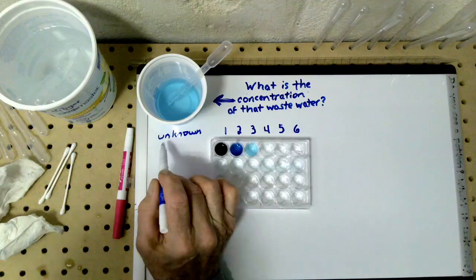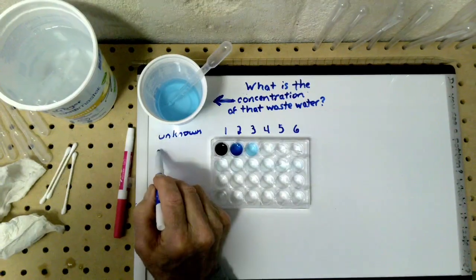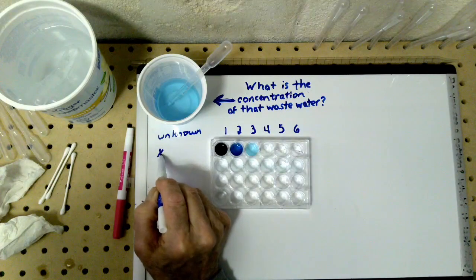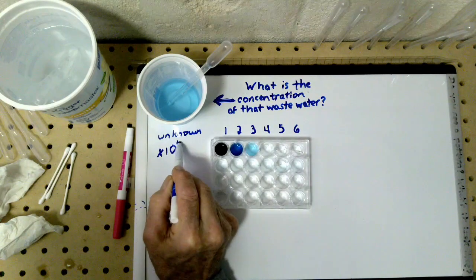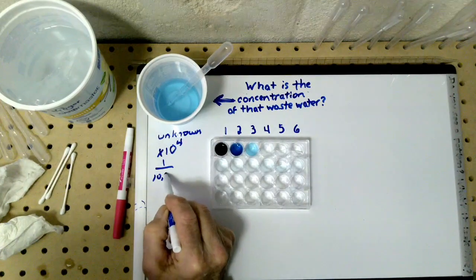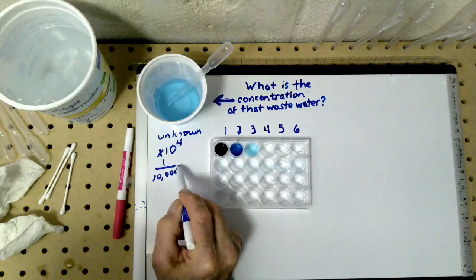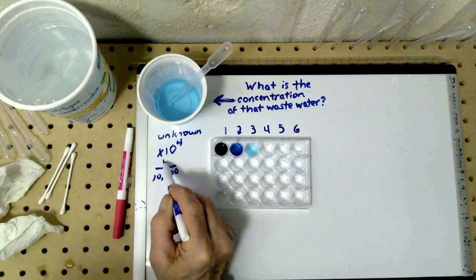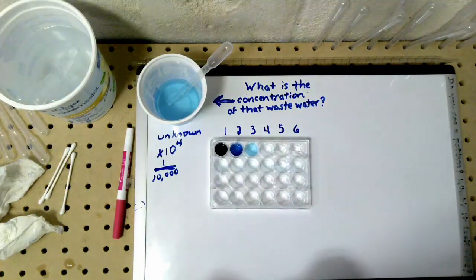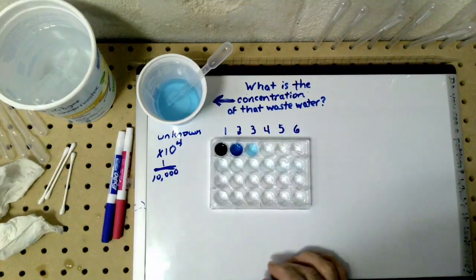So should we throw it in the ocean? It looks like it's a times 10 to the 4, or a 1 over 10,000 concentration. That dilution or this concentration? So the concentration of the wastewater, 1 over 10,000.